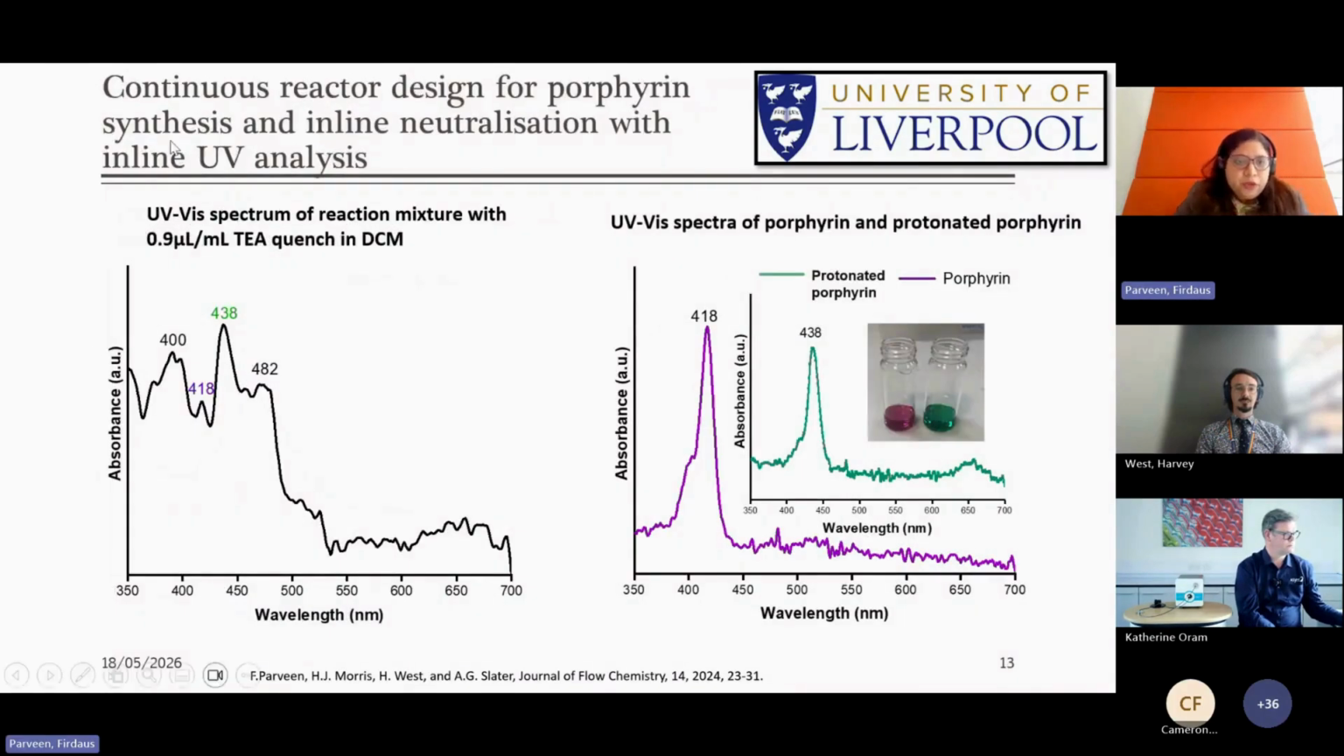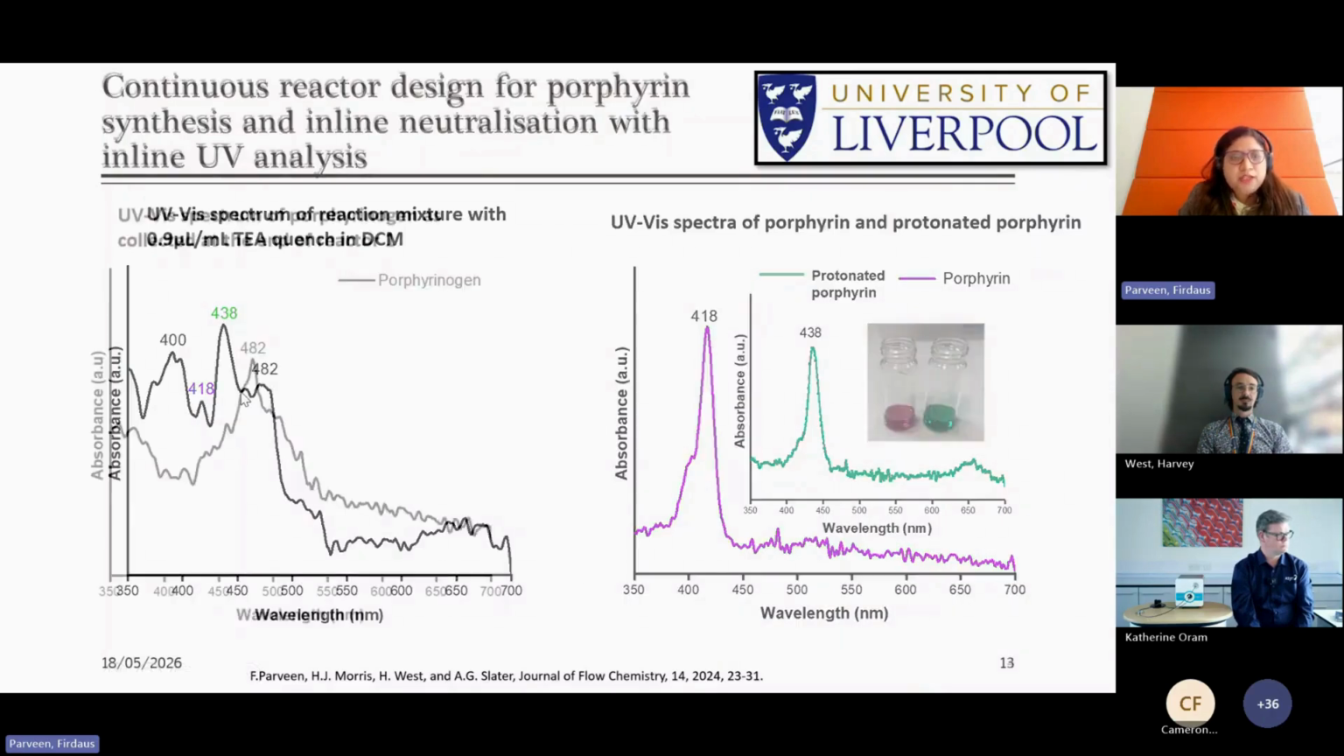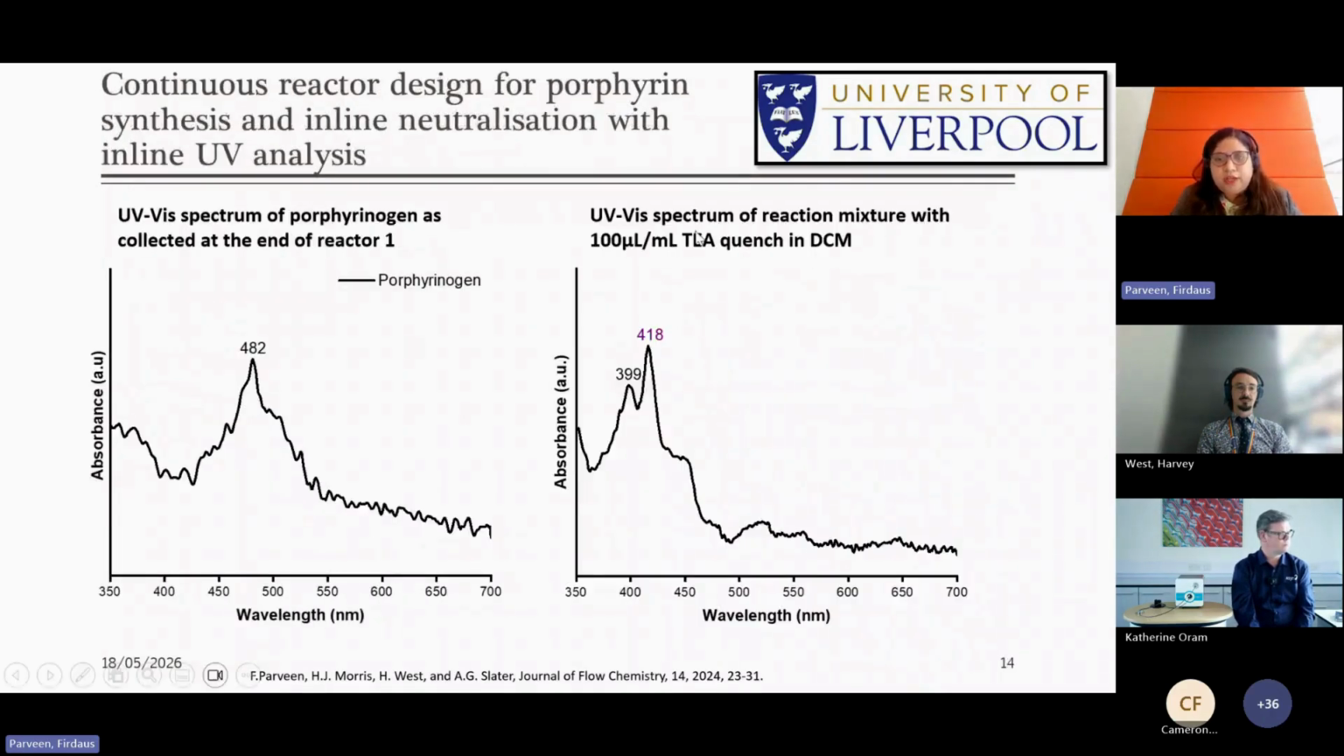Also from this spectra, you can see that 0.9 microliter per ml of triethylamine quench is not enough to deprotonate the porphyrin, because we are getting the major peak at 438. So we adjusted the volume of triethylamine to 100 microliter per ml, and the peak for the protonated porphyrin was reduced, as we completely neutralized the reaction mixture. So with this, we were able to improve our yields of porphyrin by complete neutralization of the protonated porphyrin.